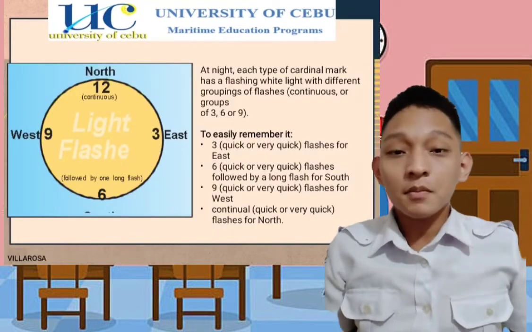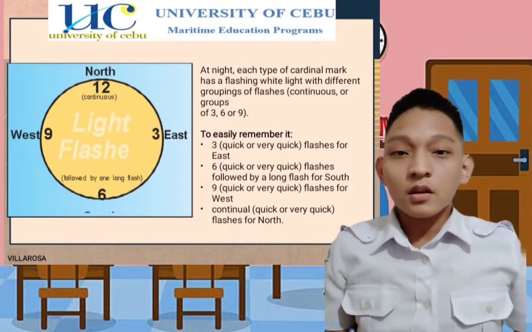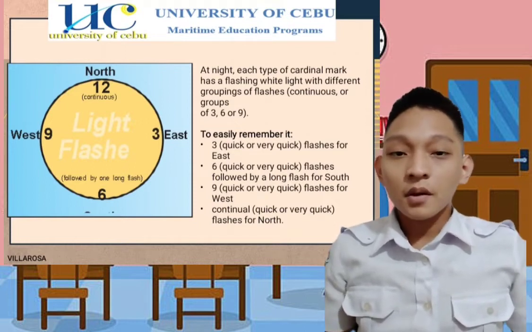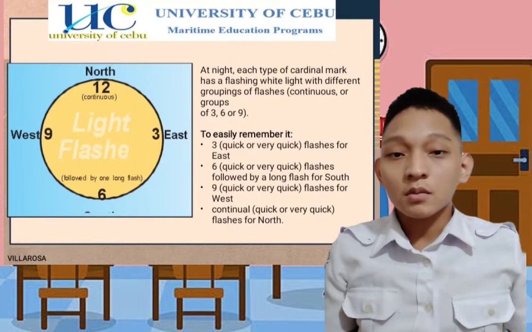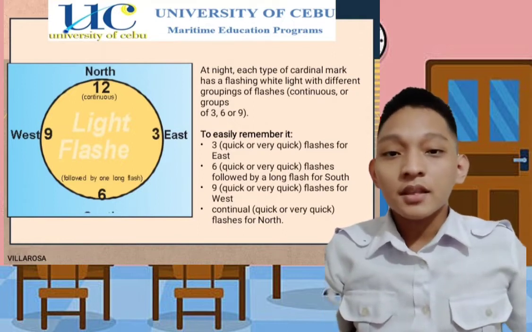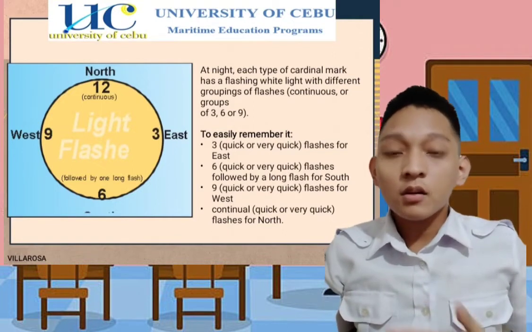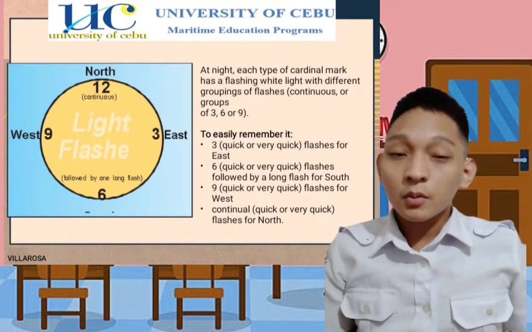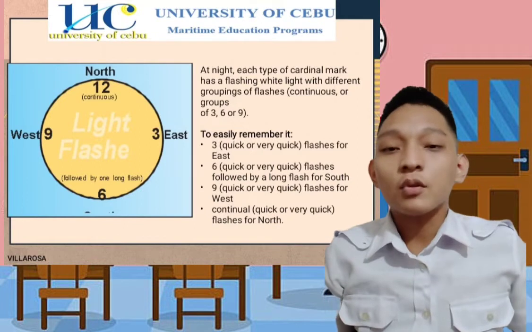To easily remember it, 3 quick or very quick flashes for east, then 6 quick or very quick flashes followed by a long flash for south, and then 9 quick or very quick flashes for west, and continuous quick or very quick flashes for north.